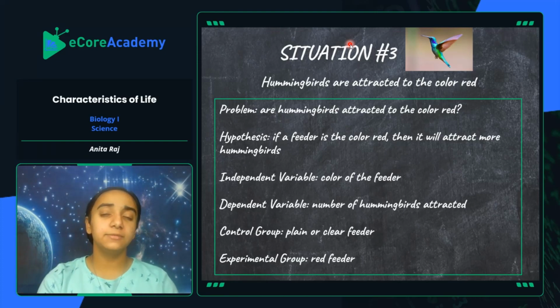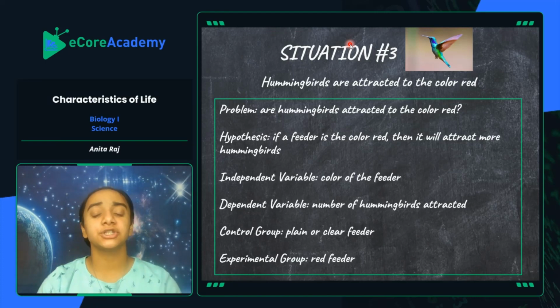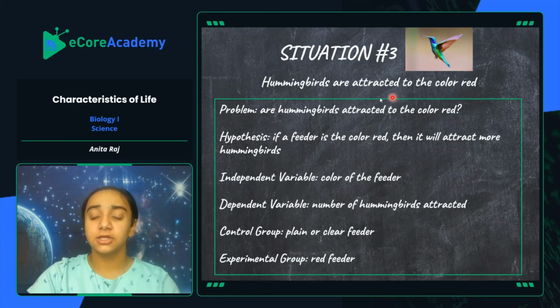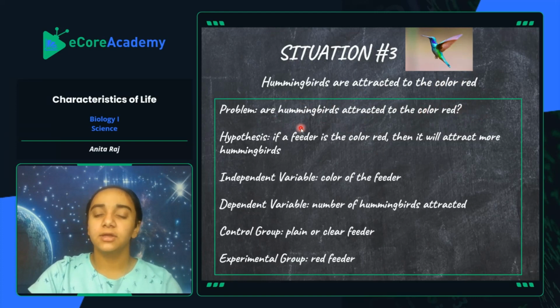So maybe I observe this. And then afterwards, what I'm going to do is come up with a question that I can base an experiment off of. So my question is going to be, as you can see next to problem, are hummingbirds attracted to the color red? Because I see a lot of them gravitating towards the red feeder, maybe I'm asking the question, are they attracted to red? So based off this question, I can form an experiment.